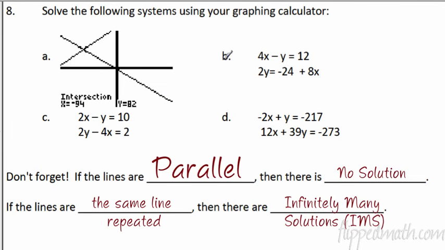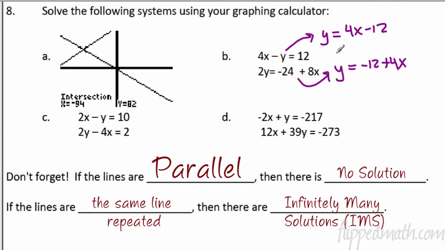Okay, so choice B, you need to solve them both for y. When we do that, what are we going to get? We get y equals 4x minus 12 if we solve the top one. The bottom one, we divide everything by 2. What do we get there? Guess what? It's negative 12 plus 4x. And you know what? Those are the same equations. So we don't have to do this one.